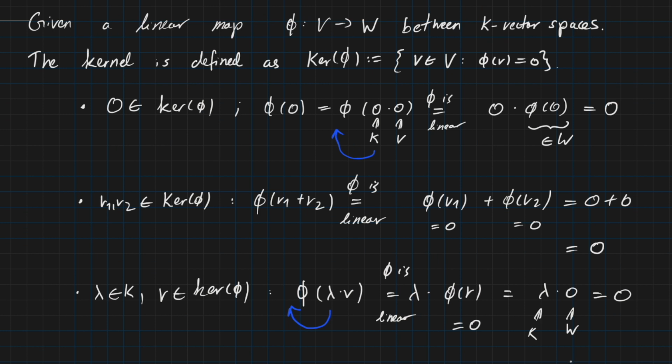So all in all, we proved that the kernel is not empty, it always contains 0, it's closed under addition of vectors, and it's closed under scalar multiplication. That's what we showed here.